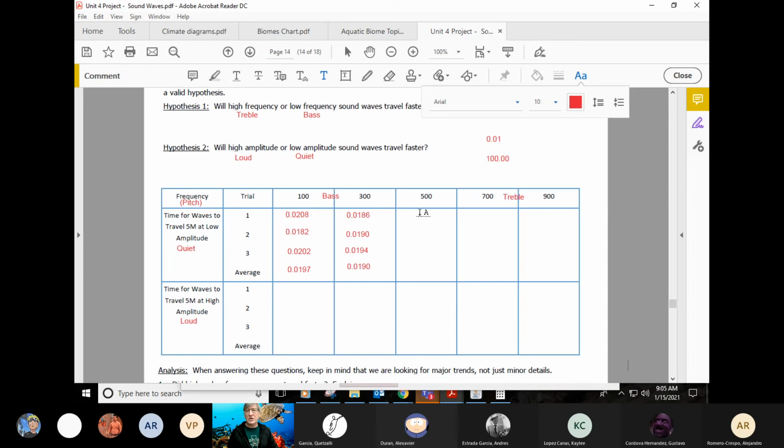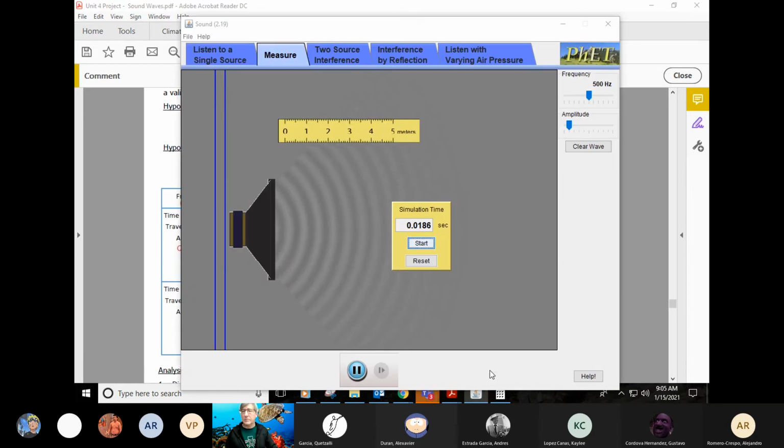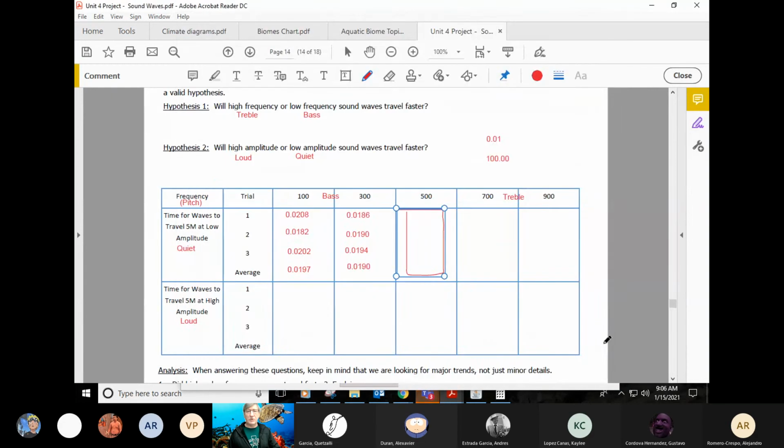Okay, so you should now have this part of the chart filled in, right? And we're moving on to 700. I'm going to reset this. I'm going to crank this up to 700. And just to make sure everybody's on the same page here, we'll look at this again. What are we on? Page 14. If you joined us a little late, we're on page 14.